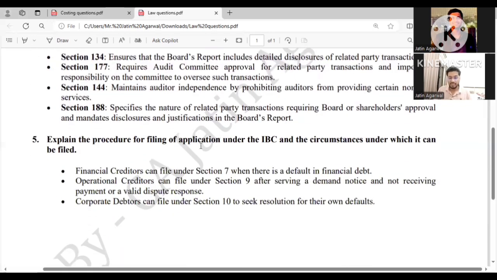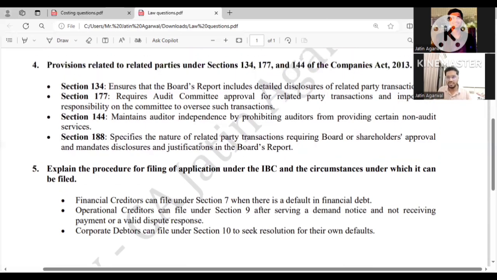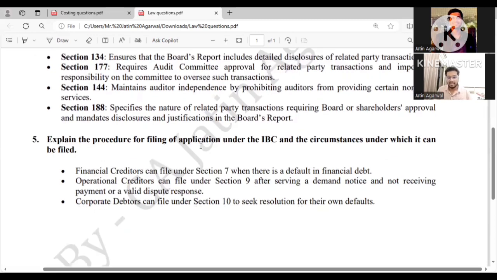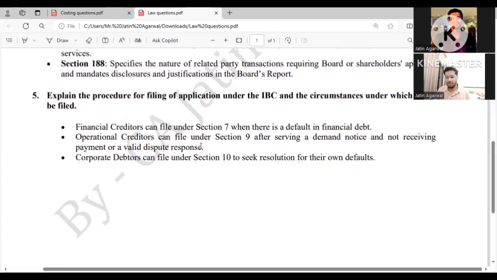And last question, what is the procedure of filing application under IBC and circumstances under which it can be filed? So this application can be filed by financial creditor under section 7 when there is default in financial debt, and can be filed under section 9 by the operating creditors after serving demand notice, when they have not received any payment and there is no valid legal dispute, right? And it can be filed under section 10 by the corporate debtor himself to seek resolution for their own defaults, right? So that's how it works.